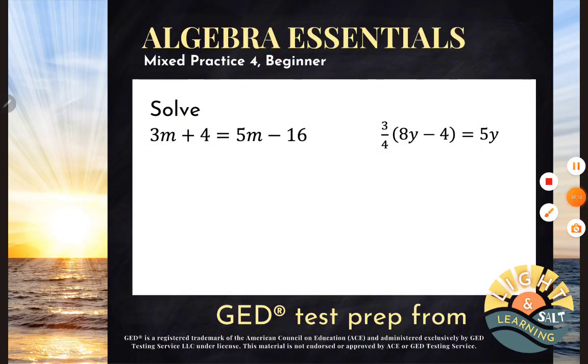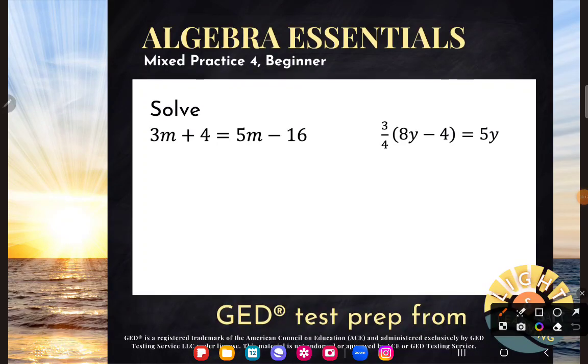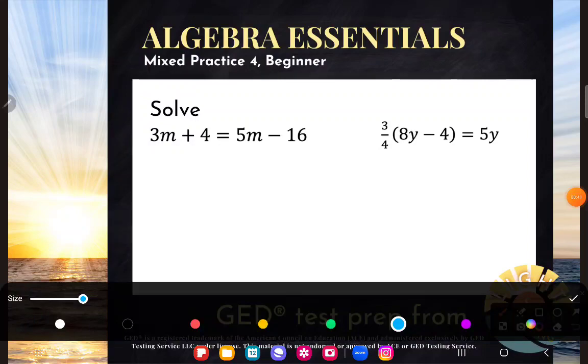Wisdom principle number 1, examine the left and the right-hand sides separately to see if there's any simplifying we can do. Left-hand side says 3m plus 4. Can't make that any simpler. Those are not like terms. Right-hand side says 5m minus 16. Also, can't make that any simpler. Those are not like terms. Well, my goodness, why do we even bother?